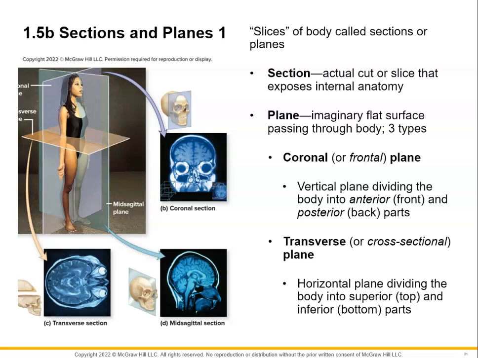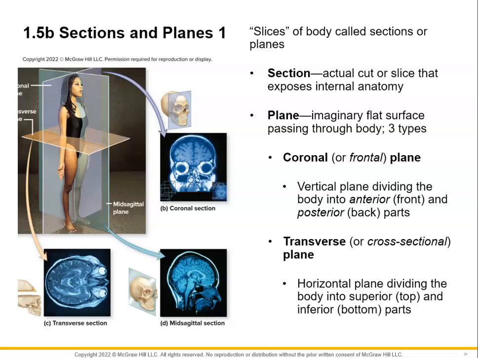Coronal plane is also called a frontal plane, and it divides the body or a particular part of the body, an organ, into a front and back. So if you look right here, this is a coronal or frontal section through the skull. So you can see here, that is your plane that refers to this section. Okay, so coronal divides into a front and back, or using correct terminology, anterior and posterior.